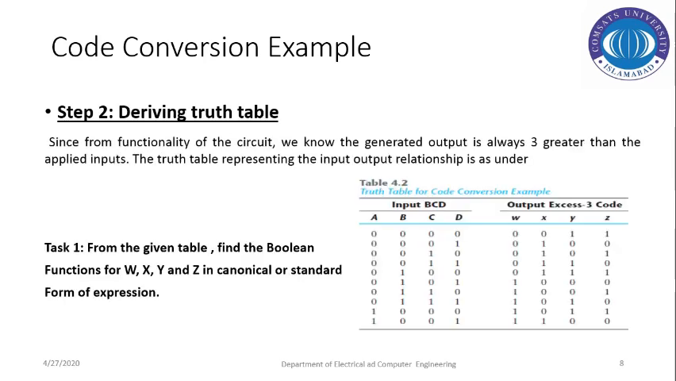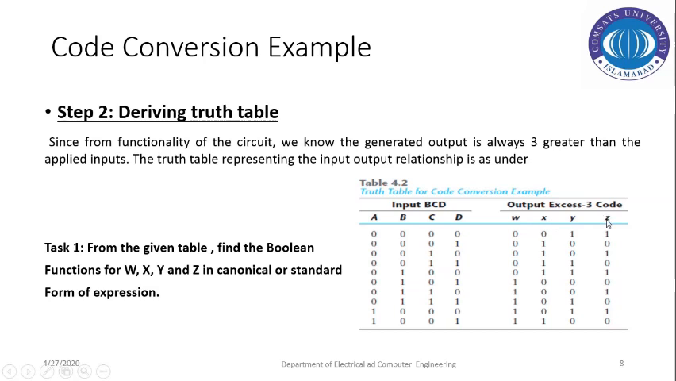The next step is how these inputs and outputs are related to each other, that is, to derive a truth table. As far as the description of our design task, I have already mentioned that the XS3 codes are always 3 greater in magnitude than the applied inputs. Table 4.2 specifies the relationship between the inputs and outputs. Here you can see that A, B, C and D are the inputs carrying a BCD number, and the outputs are labeled W, X, Y and Z.